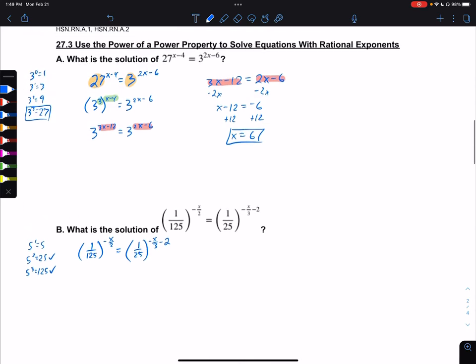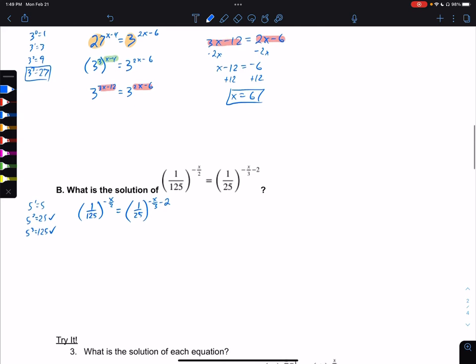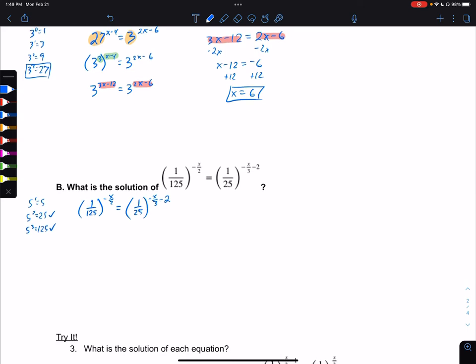So in the previous part, example part A, we only had to change one of the bases because it matched up with the right side. In part B, you have to change both bases. Now I'm going to show this keeping them as fractions.